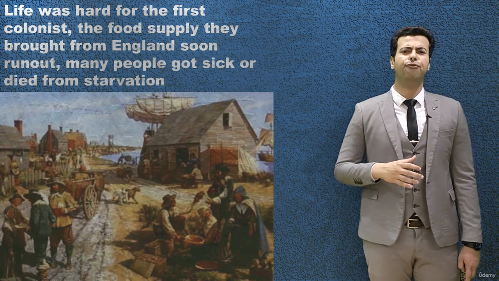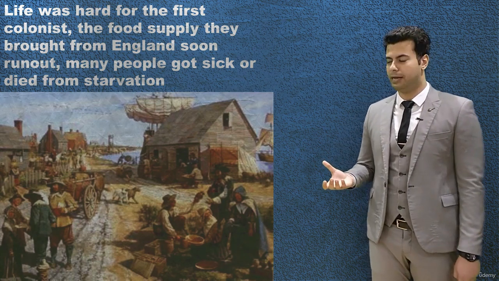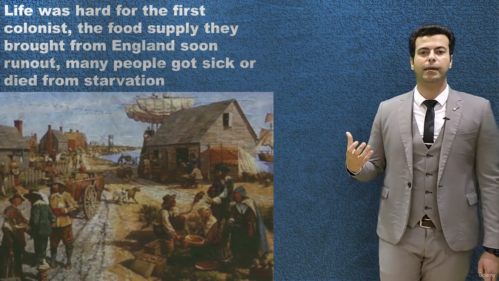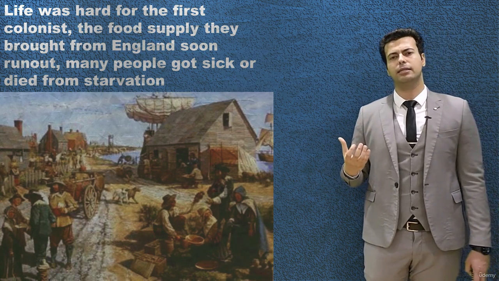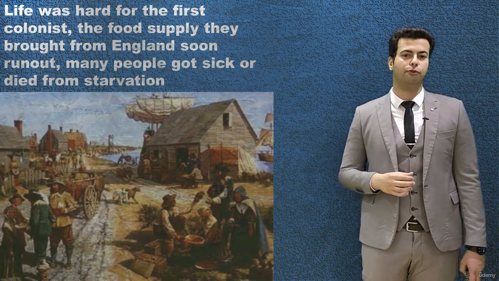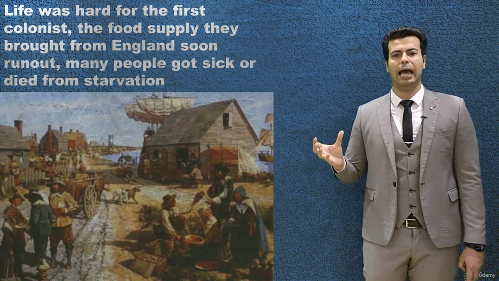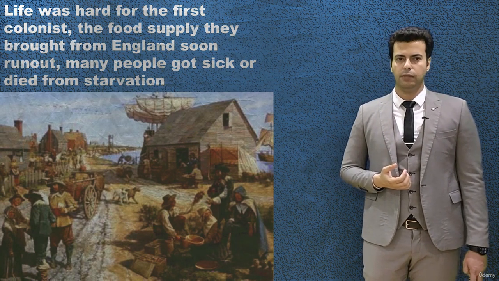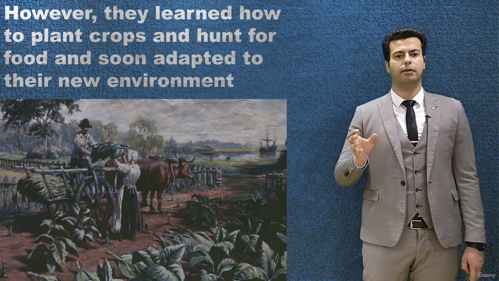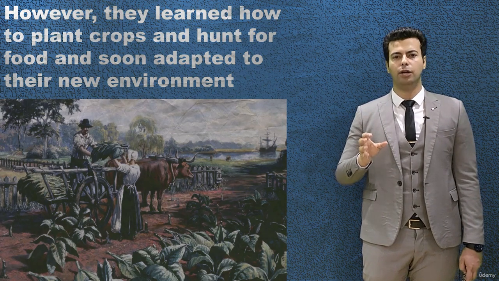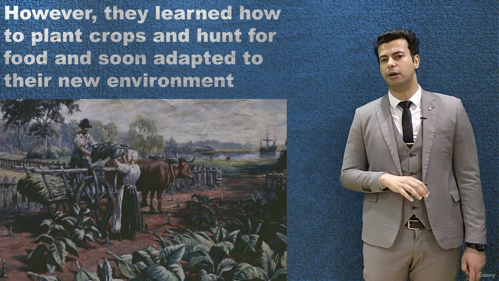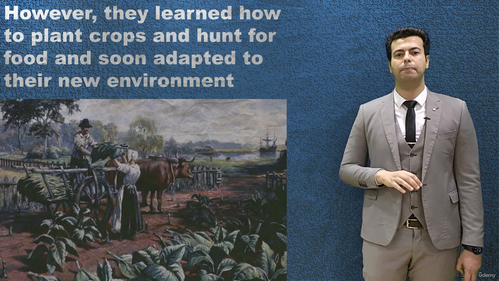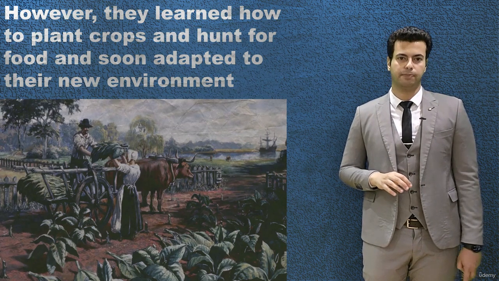Now, life was not that easy for the people. Life was actually hard, as you can see from this picture, because the food that the first colonists brought with them from England soon ran out, and many people got sick or died from starvation. However, after a while, they learned how to plant crops and hunt for food. Soon, they could adapt to their new environment.